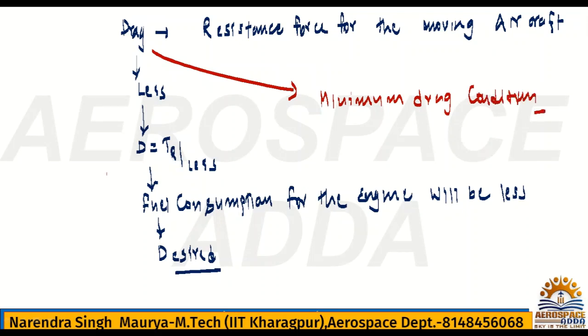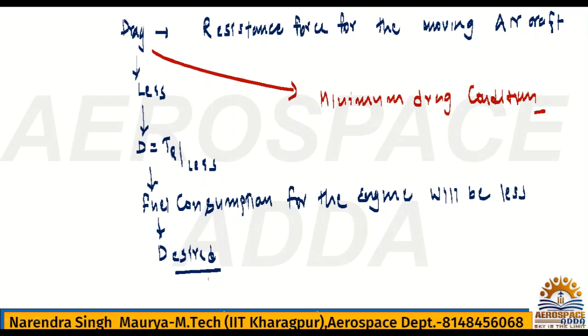If the pilot knows the minimum drag condition for the aircraft, he or she will try to fly the aircraft at minimum drag condition, and when minimum drag condition is there, fuel consumption will be minimum. It will give economical benefits. That is the desired thing.